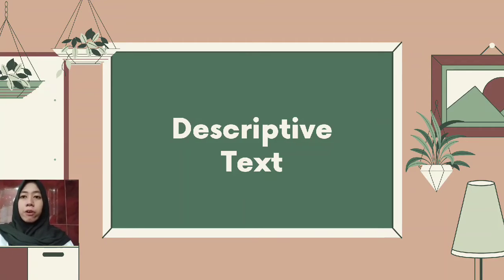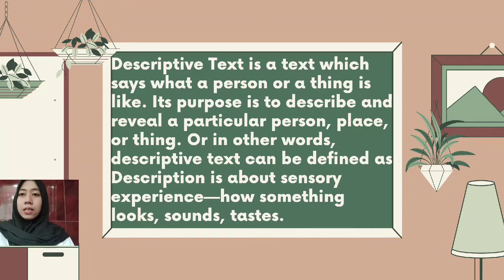Alright, today we will learn about descriptive text. Do you know what descriptive text is? Descriptive text is a text which says what a person or a thing is like. Its purpose is to describe and reveal a particular person, place, or thing. In other words, descriptive text can be defined as a description of sensory experience, how something looks, sounds, tastes. Mostly it is about visual experience, but description also deals with other kinds of perceptions.